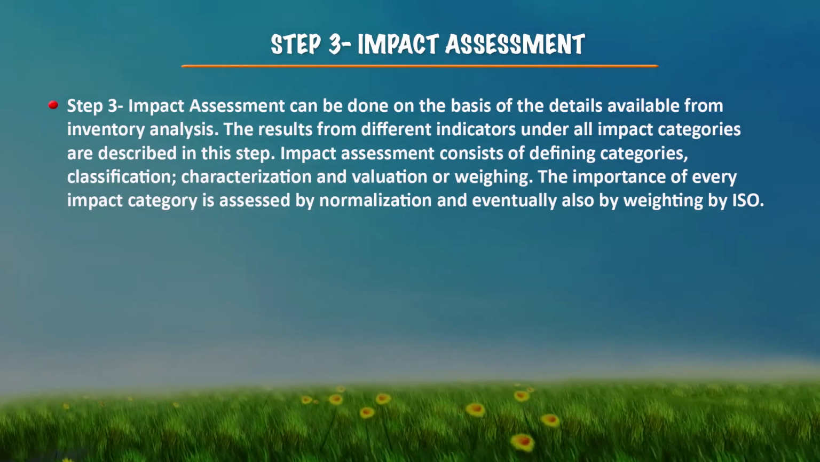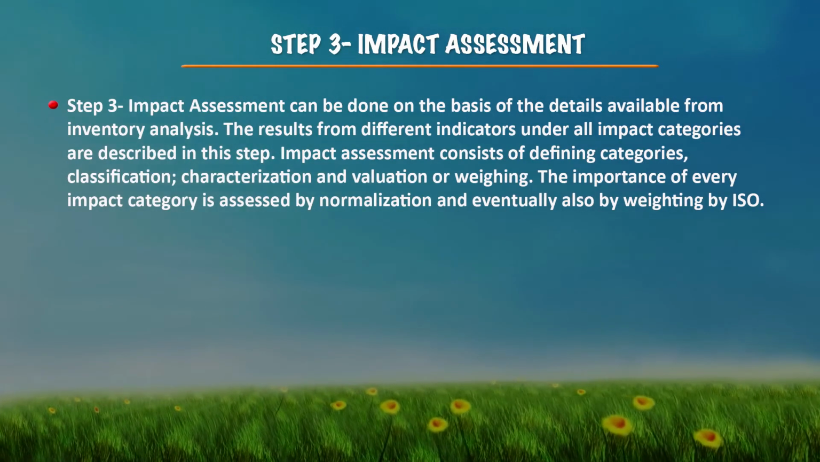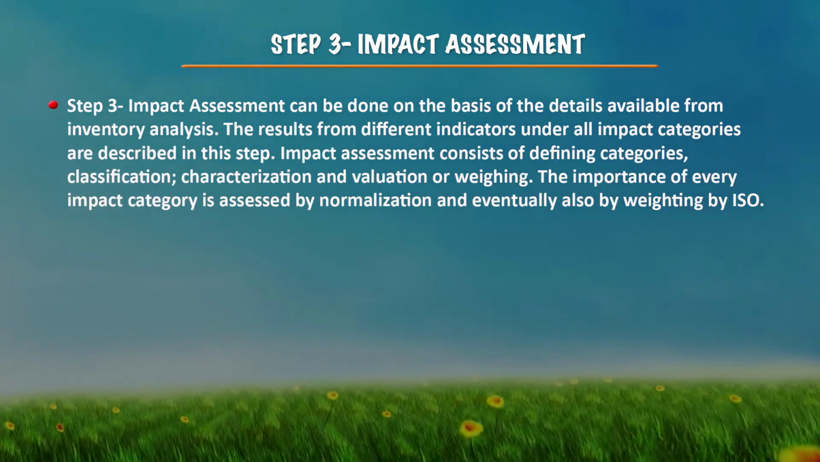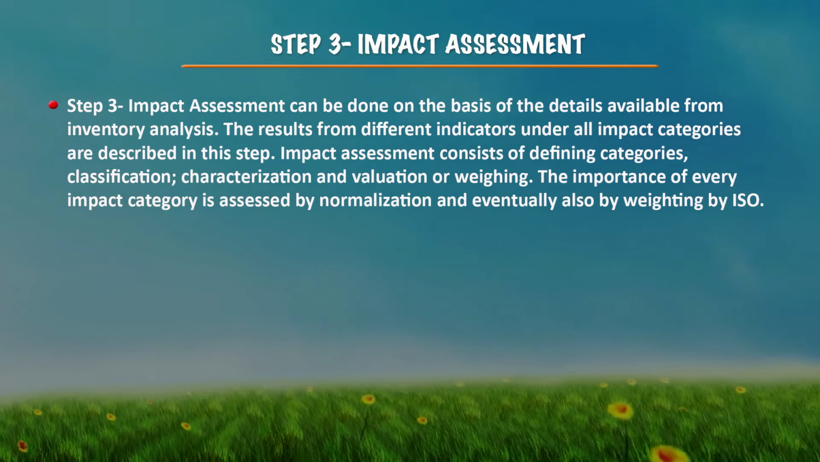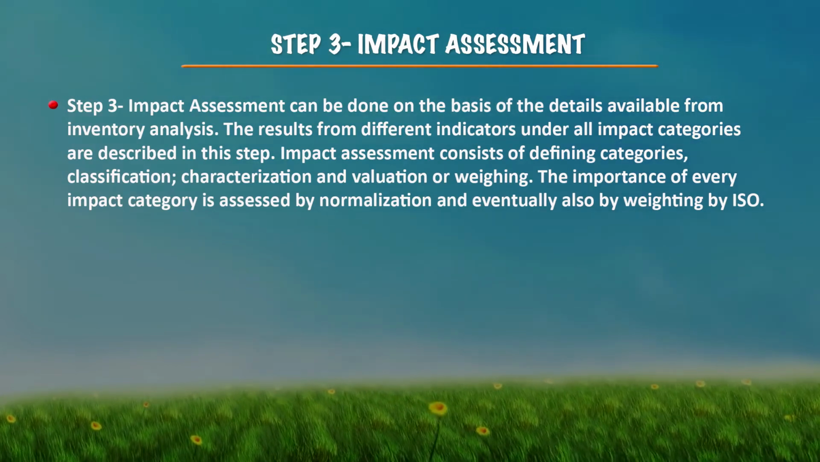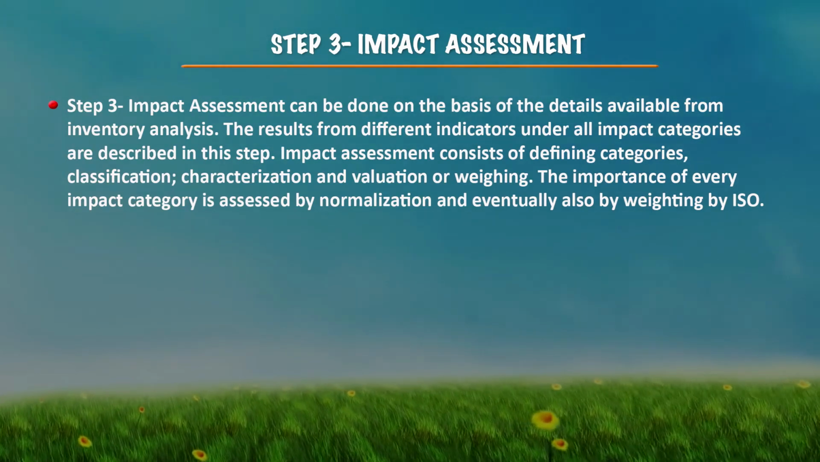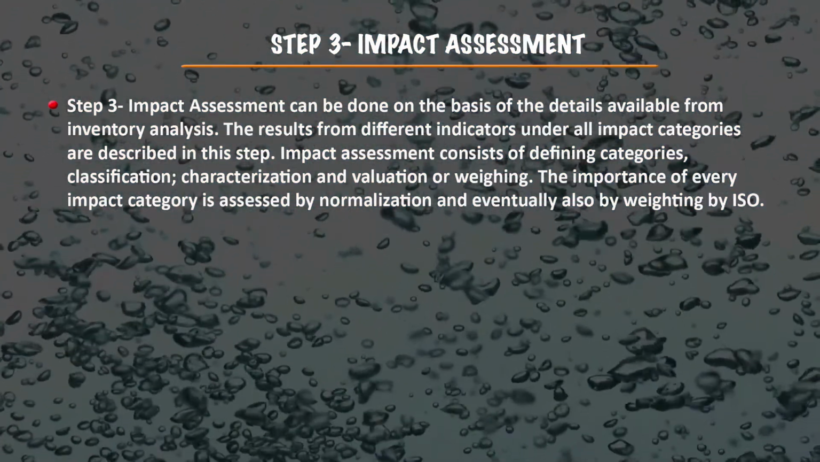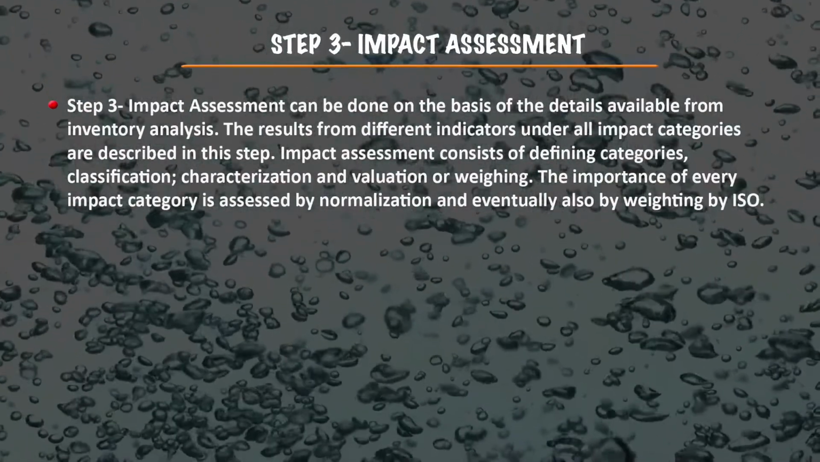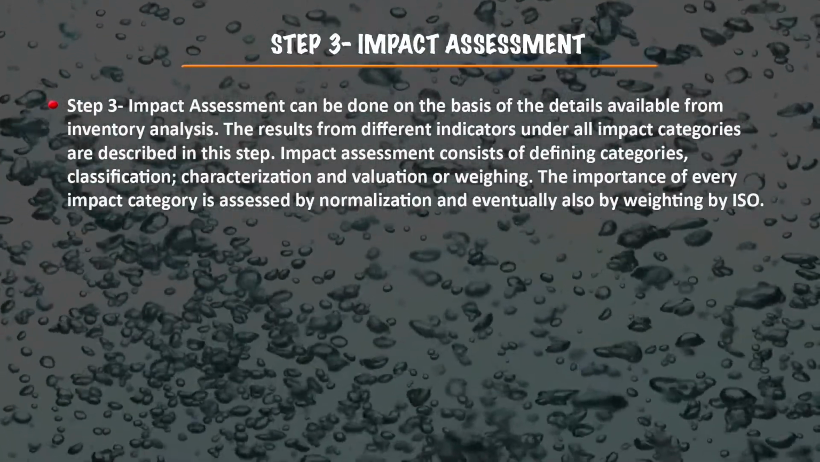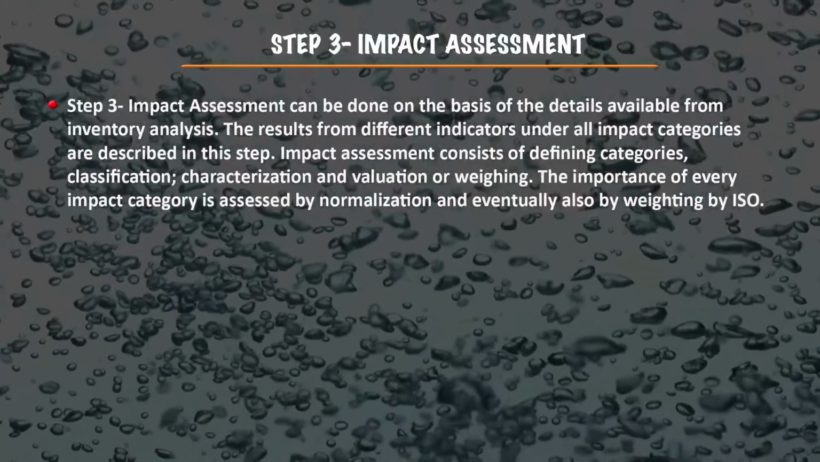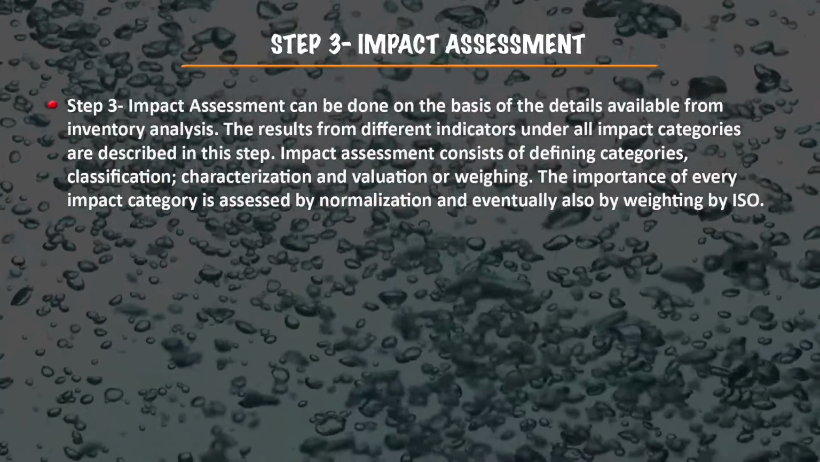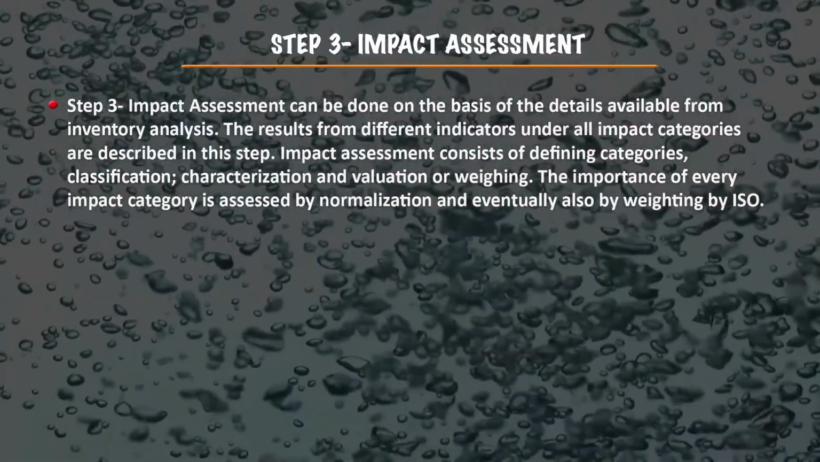Step 3 is the impact assessment, which can be done on the basis of the details available from the inventory analysis. The results from the different indicators under all impact categories are described in each step. Impact assessment consists of defining categories, classification, characterization and evaluation, or we can also say it is a weighing process. The importance of every impact category is assessed by normalization and, of course, eventually also by the weighing of ISO standards.